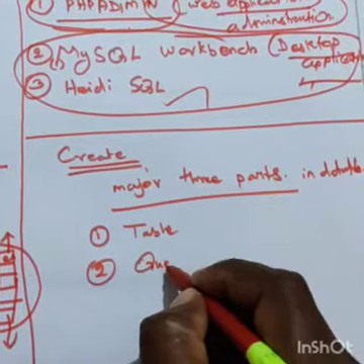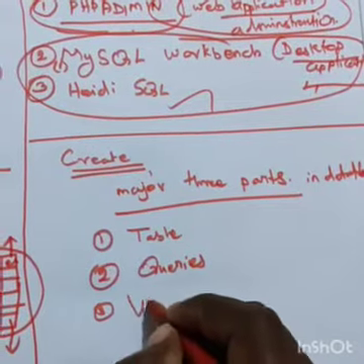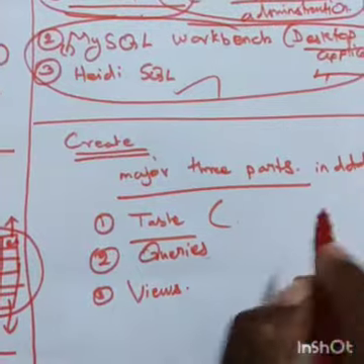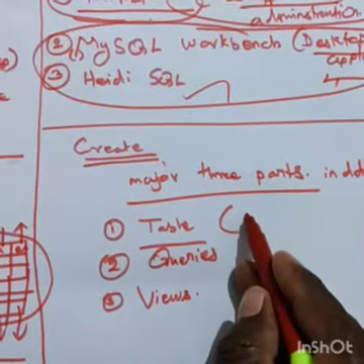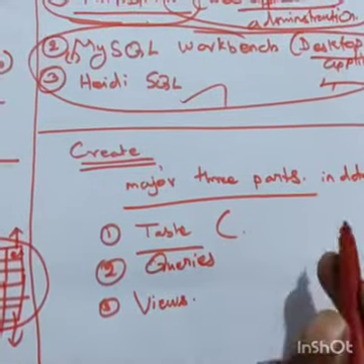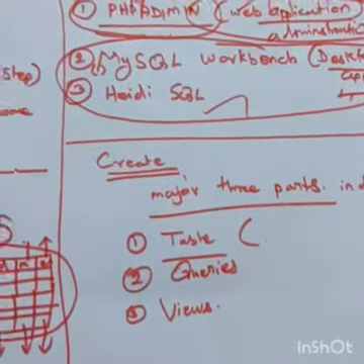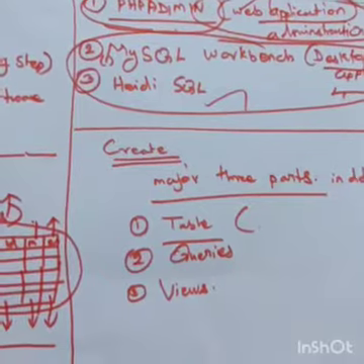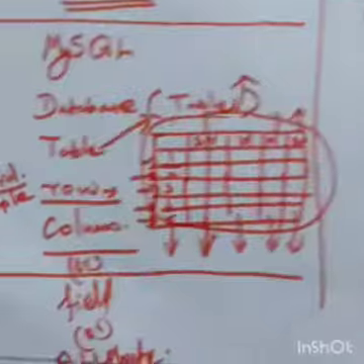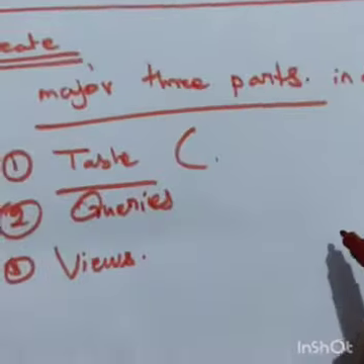Next, query is there. What are queries? Already I told, queries means a question. Table means what? You can create many tables. That is a collection of rows and columns. There are multiple rows, then multiple columns. A row is a record, and a column means attributes or fields. So these are the major parts.